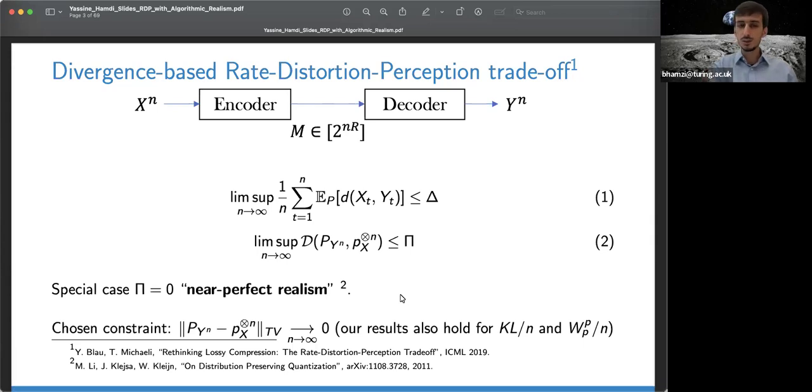And here, D is a divergence, and so you measure the distance between probability distributions. This is a typical idea in generative modeling, that we want to match distributions. And I think the most intuitive case is when this constant capital Pi is 0, so you really want to match the distributions. I'll be using the total variation distance, but our results work for many other choices. So now the question is, okay, who said that this is the right way to measure visual quality or realism?